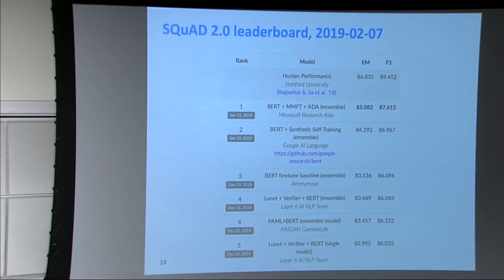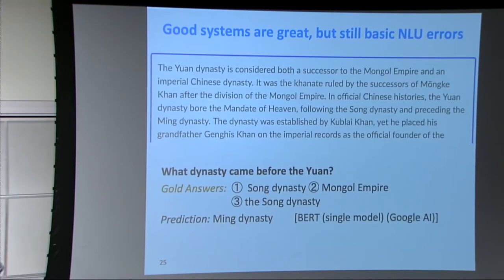And the interesting thing there is, on the one hand, these systems are impressively good. You can go on the Squad website and look at the output of several of the good systems, and you can see that there are just a ton of things that they get right. They're absolutely not bad systems. You have to be a good system to be getting 5 out of 6 of the questions right. But on the other hand, they still make quite elementary natural language understanding errors. And here's an example of one of those.